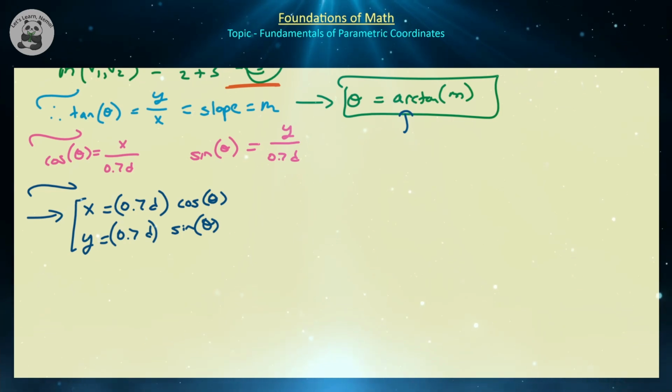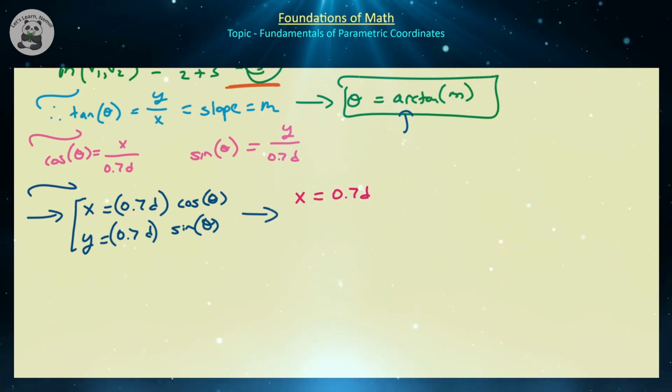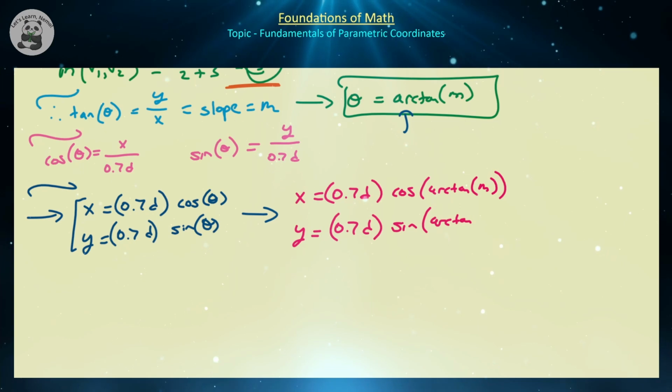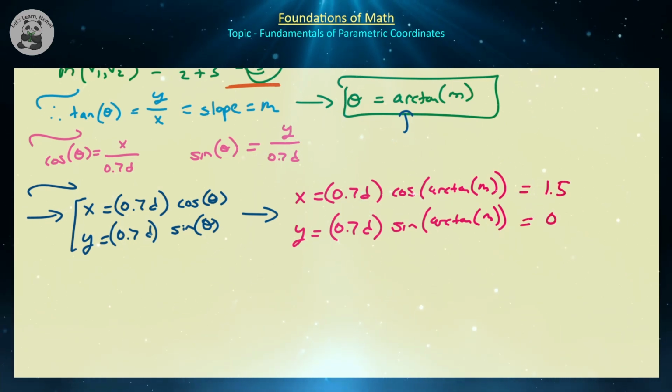Well, theta is equal to the arctangent of our slope, and we know what our slope is. So therefore we can turn this equation into x is equal to 0.7d times the cosine of the arctangent of our slope, and y is going to be equal to 0.7 times the total distance times the sine of the arctangent of our slope. And as long as you're working in radians or degrees, it still should work out. You should be able to find that this is equal to 1.5 and this is equal to 0.9 exactly, right?